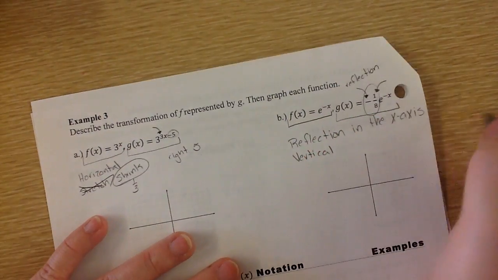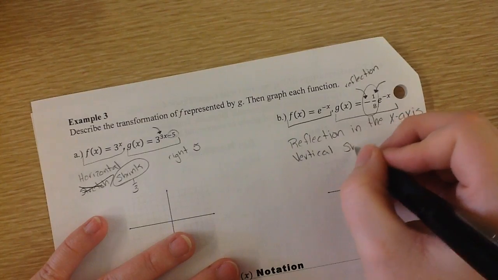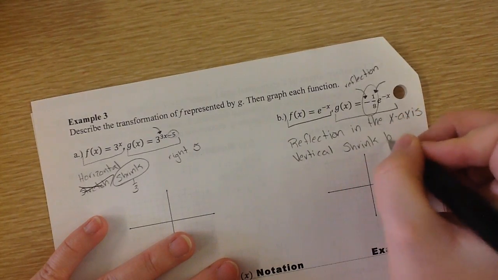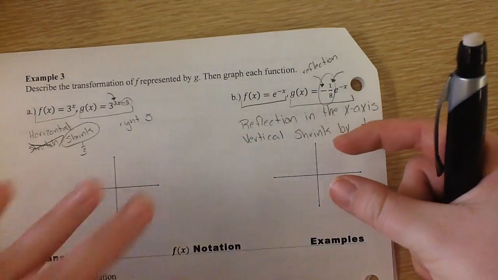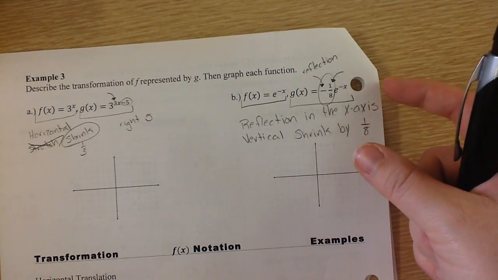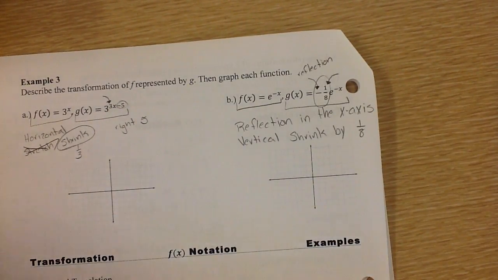And vertical works how you think it would. Since it's less than 1, it would be a vertical shrink by a factor of 1/8. By 1/8, so it's going to shrink everything down an eighth vertically up and down. Okay. All right, next let's go ahead and let's use these same rules.